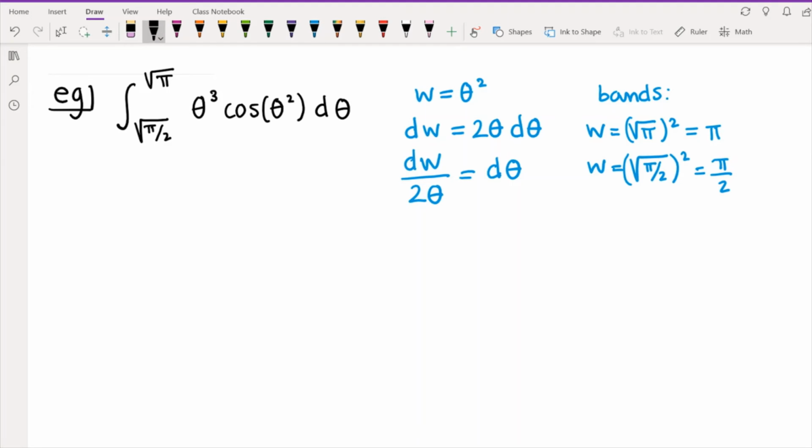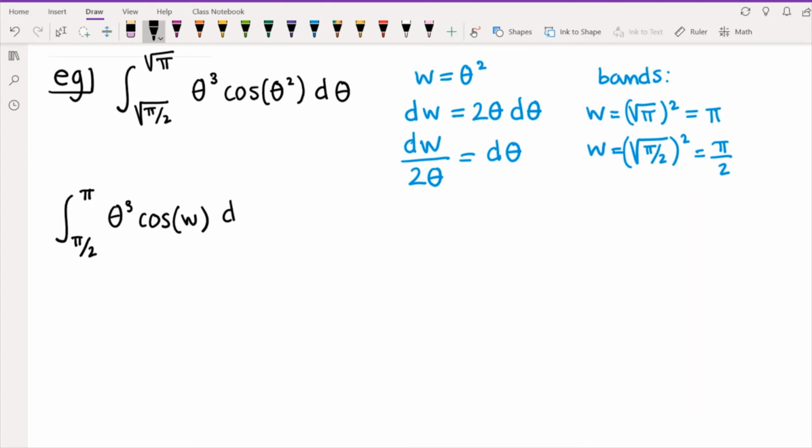Okay, so let's write down our new integral and then see how to tackle it. So we end up with integral from pi over 2 to pi of, so we have theta cubed times cosine of W. And then we're multiplying that with dW over 2 theta. So notice that only one of the thetas is actually going to cancel out, right? We're going to get rid of this theta, but we're going to have to turn this into theta squared. So let's rewrite that integral and we'll see how we can deal with that issue.